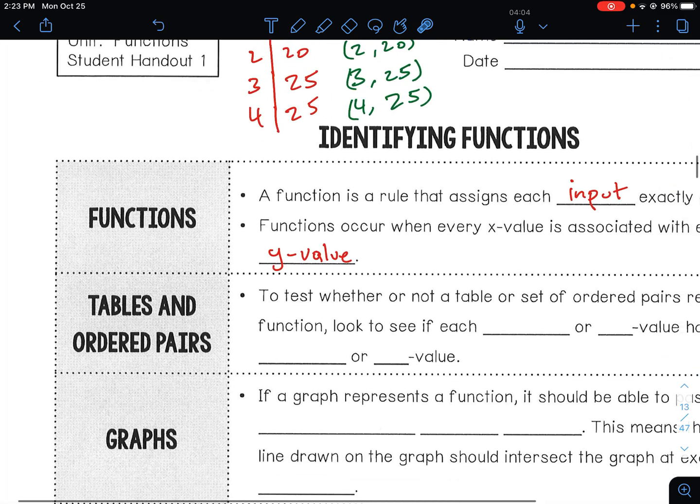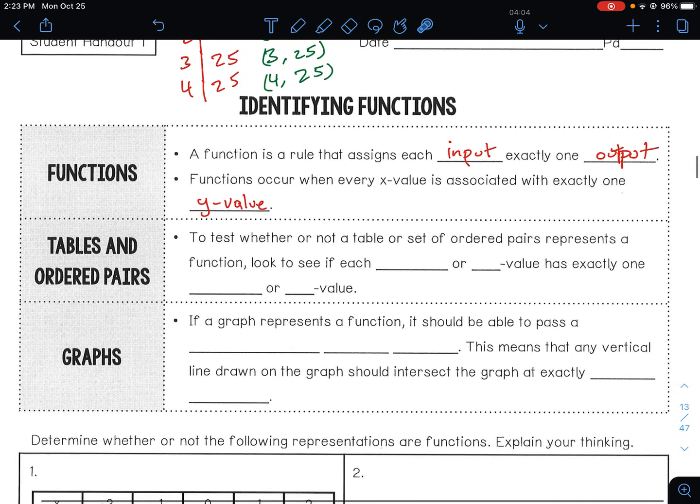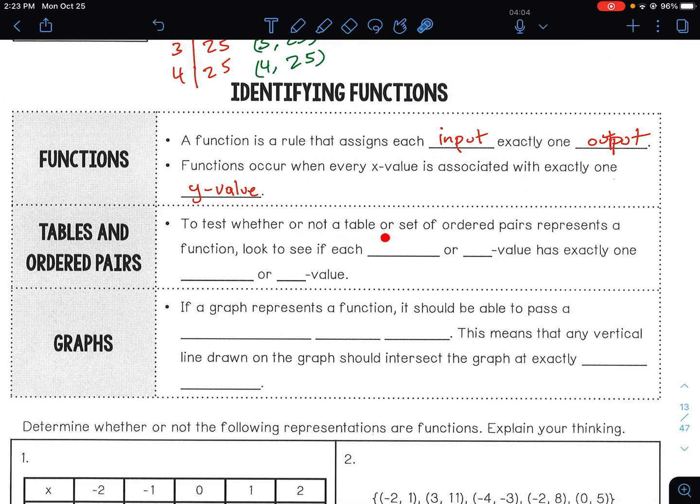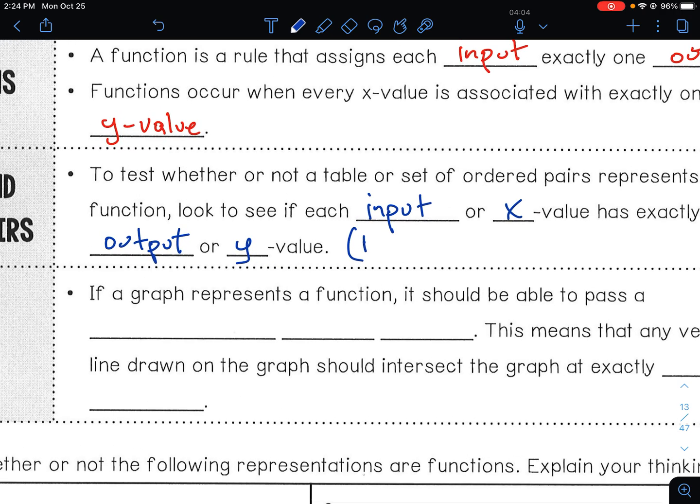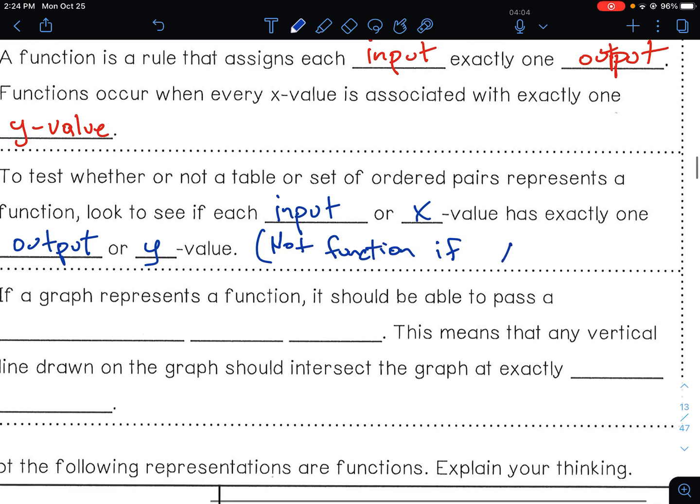Now, to test whether a table or a set of ordered pairs represents a function, look to see if each input, or x value, has exactly one output, or y value. Put simply, something is not a function, so you may want to write this down, if x repeats. If you have a repeating x value, it is not a function.